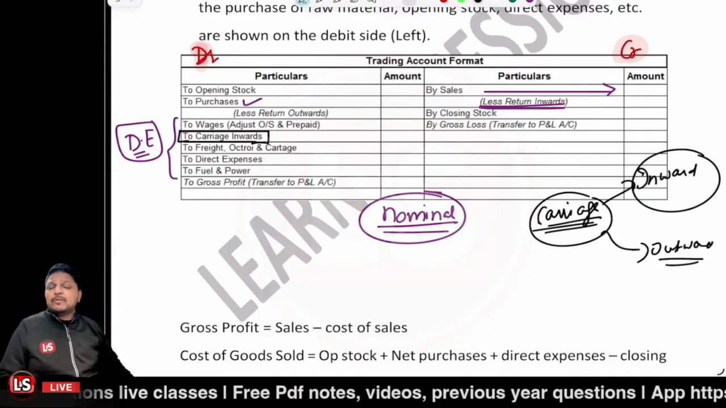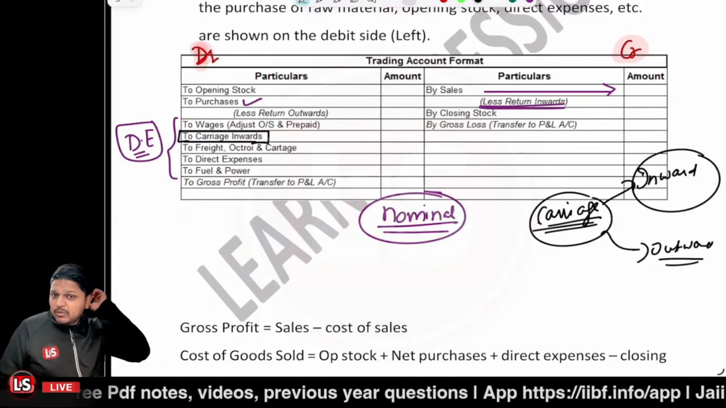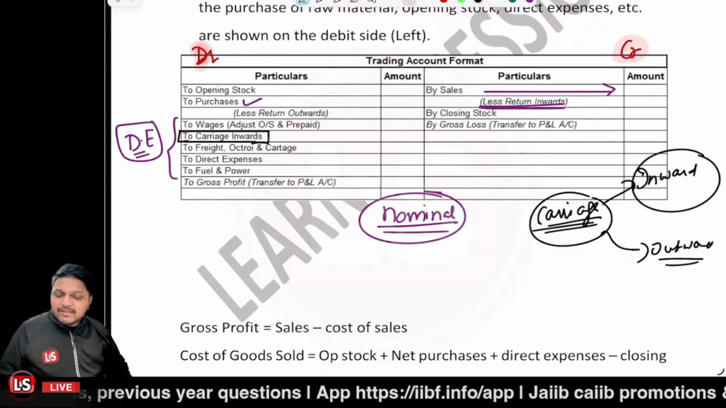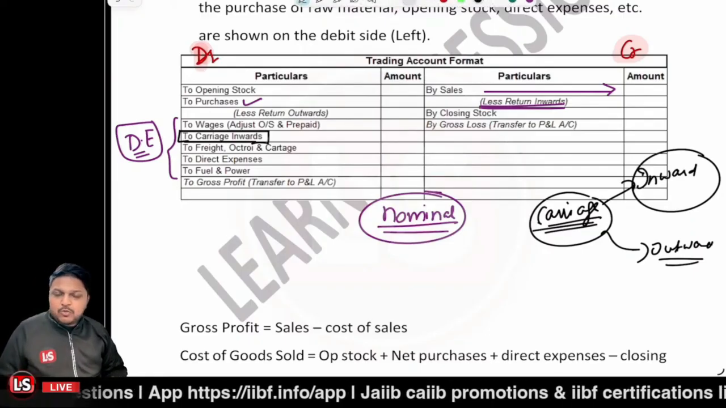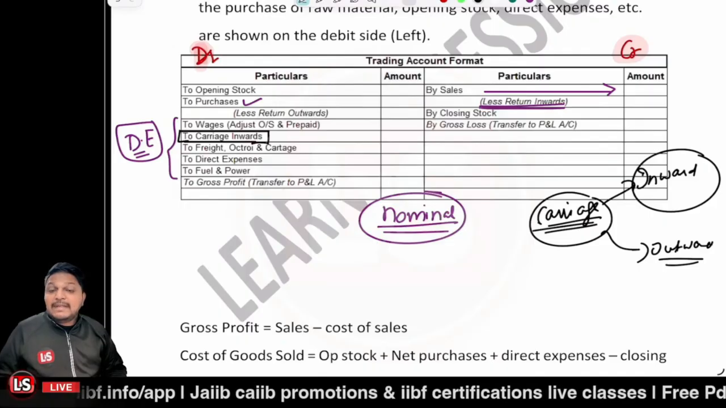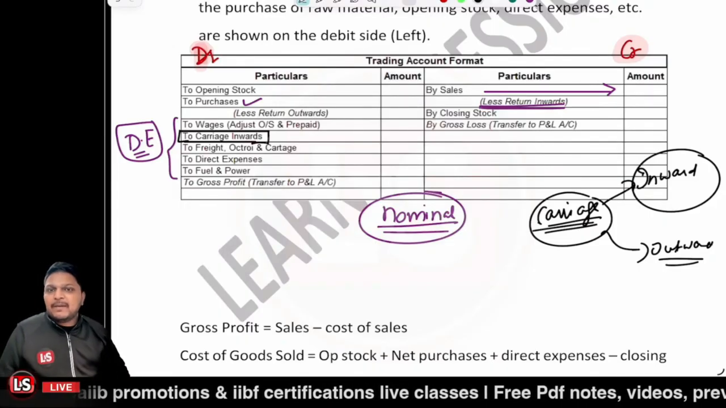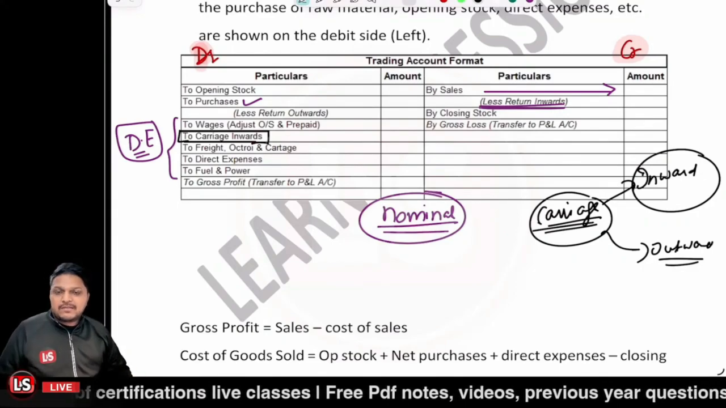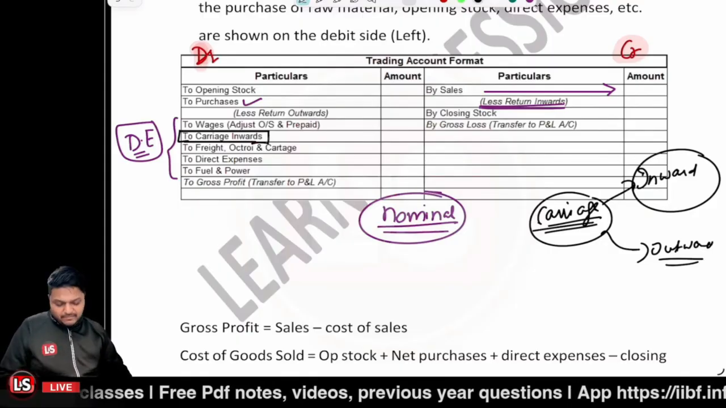The direct expenses could be related to wages, factory rent, custom duty, or let's say power and fuel related to the factory or manufacturing expenses. Those all will be covered. If the salary is paid to the manufacturing supervisor, that will be a direct expense. But the salary paid to the sales department will be an indirect expense. Salary paid to the laborers is a direct expense, right? So we have to keep that in mind.